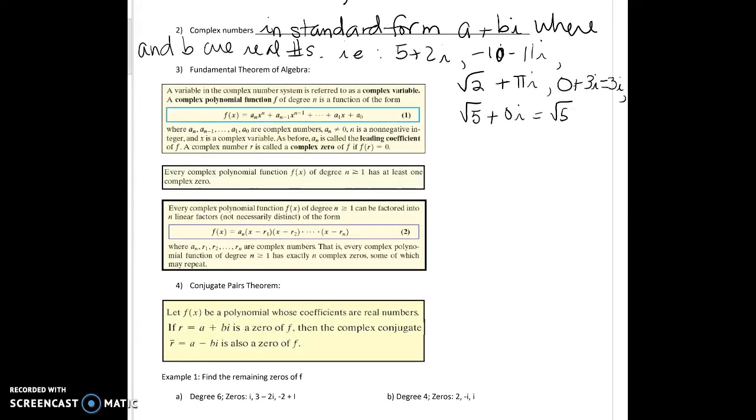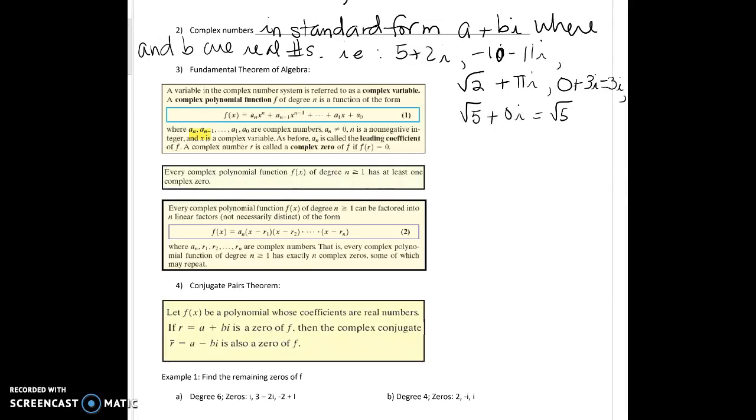This leads me to bring up this theorem, fundamental theorem of algebra. A variable in the complex number system is referred to as a complex variable. A complex polynomial function f of degree n is a function of the form, and we've seen this form before: f of x equals a sub n times x to the n plus a sub n minus 1 times x to the n minus 1 plus and so on, a sub 1 times x plus a sub 0, where a sub n, a sub n minus 1, a sub 1, and a sub 0 are all complex numbers.